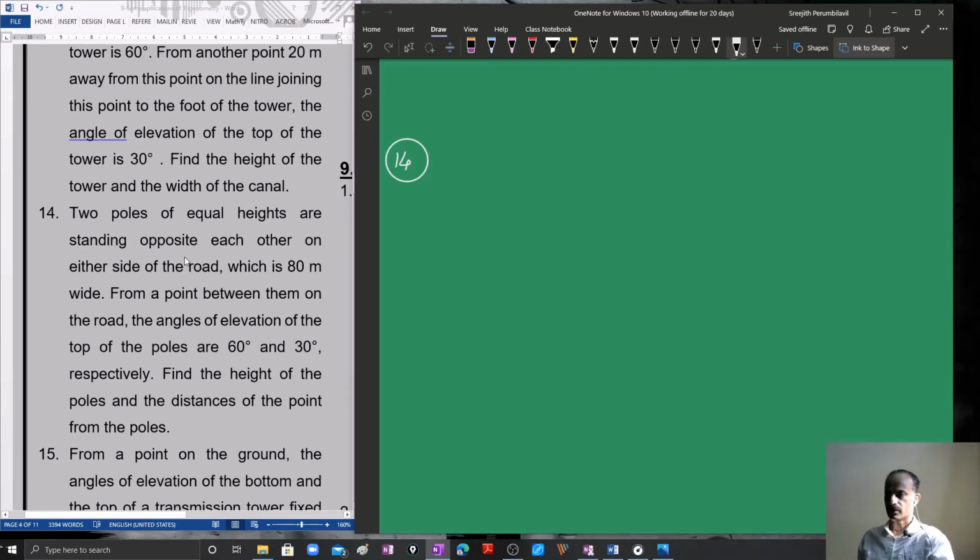Two poles of equal heights are standing opposite to each other on either side of a road. So there is a road, AB is a road, with two poles of equal heights. PA and QB are the two poles of height. From a point on each side of a road which is 80 meters long, so the total distance is 80 meters.